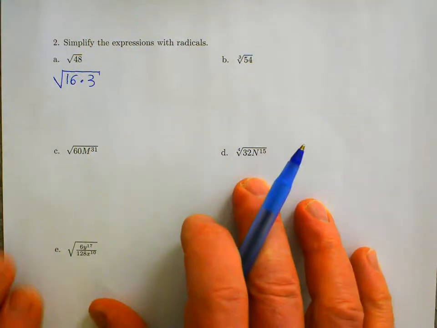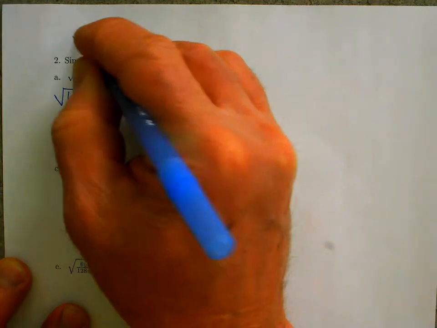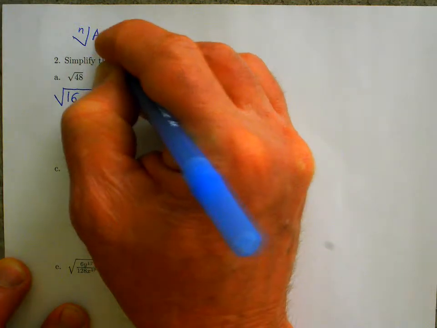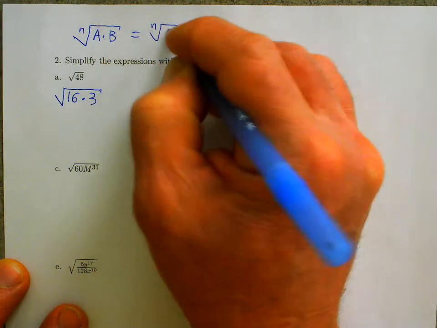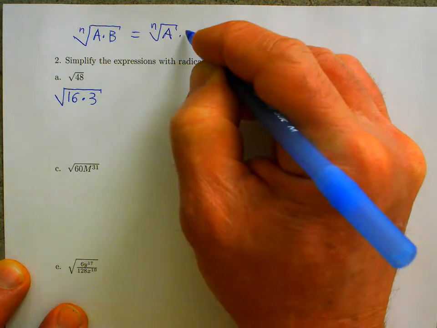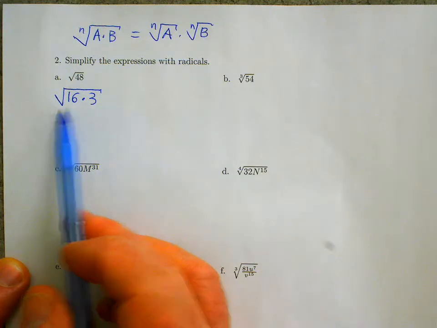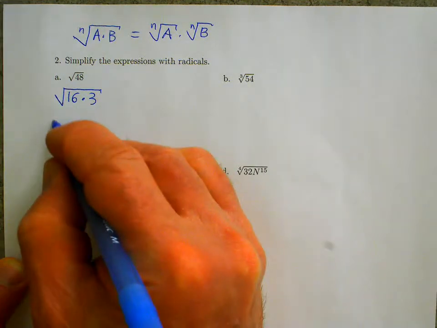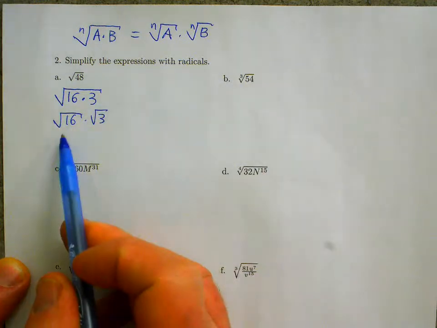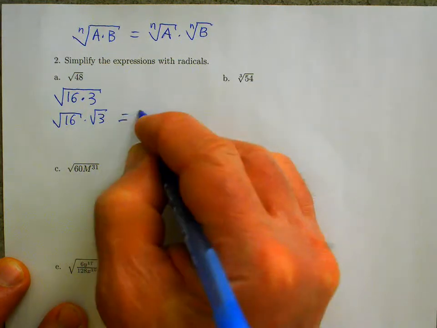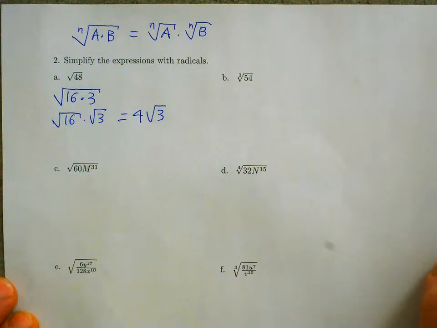And then remember, we have a product property of radicals. In general, if you have the nth root of a times b, you can write that as the nth root of a times the nth root of b. So we do that here. The square root of 16 times 3 is the square root of 16 times the square root of 3. And the square root of 16 is 4. And so our simplified result is 4 times the square root of 3.